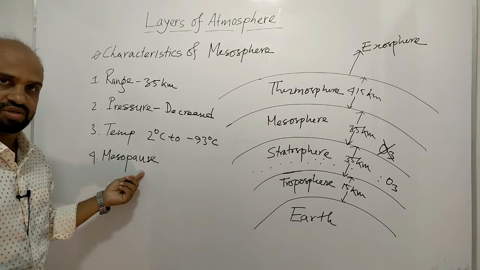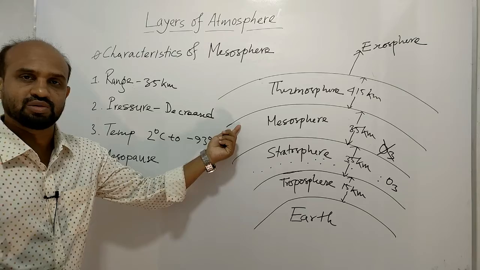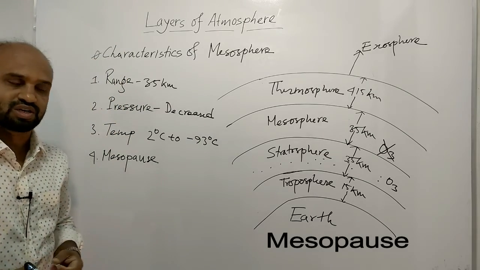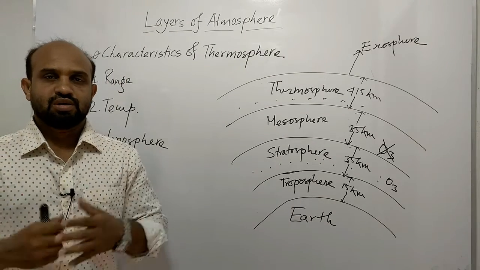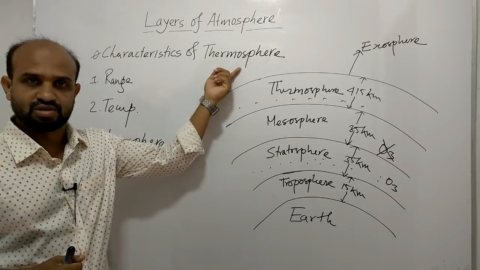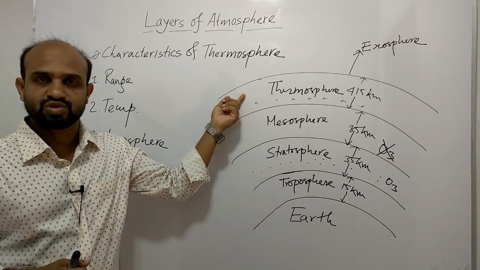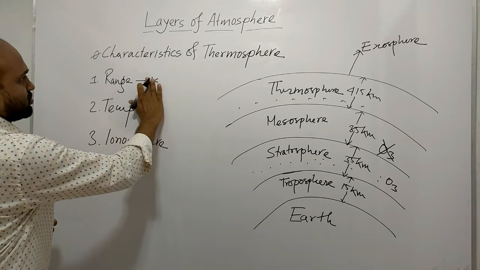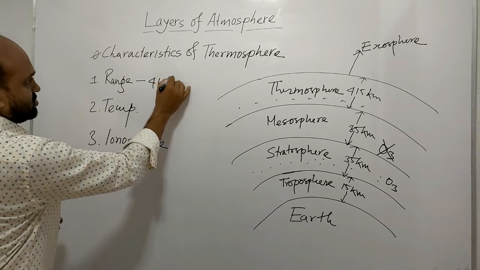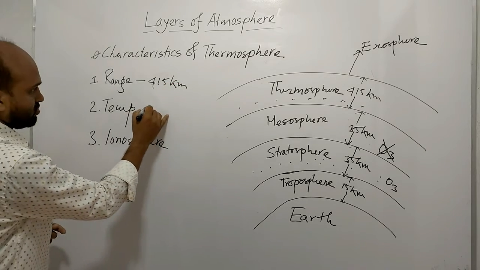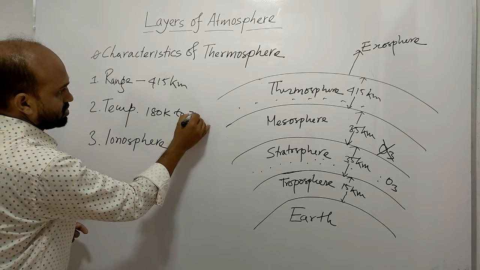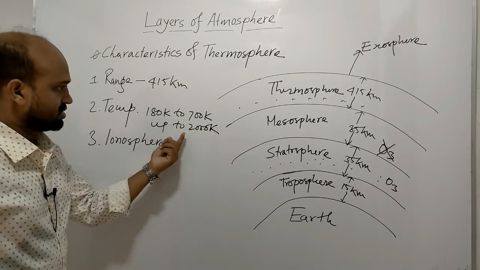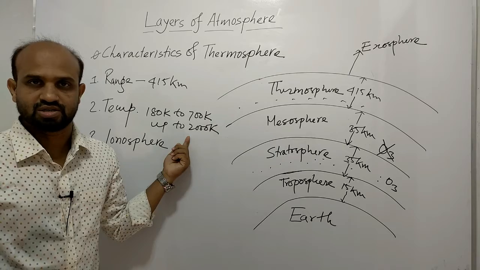Another point is mesopause. There exists a thin aerobic layer between mesosphere and next thermosphere. This thin aerobic layer is known as mesopause. Now, characteristics of thermosphere. The fourth region in the atmosphere is known as thermosphere. Its range is 415 kilometers. Temperature is increased from 180 Kelvin to 700 Kelvin or up to 2000 Kelvin. It depends on the degree of solar radiation.